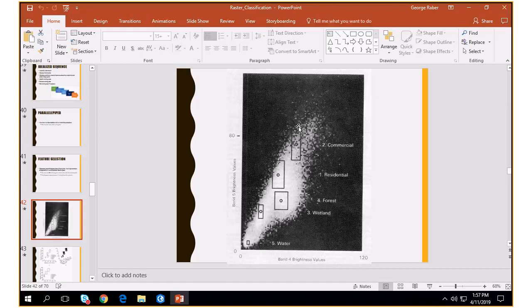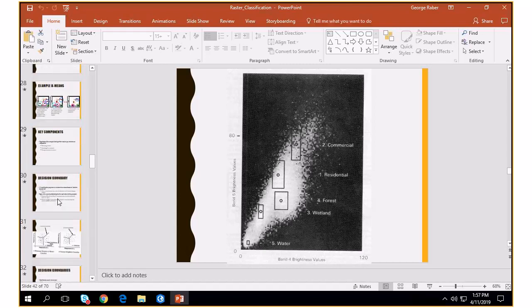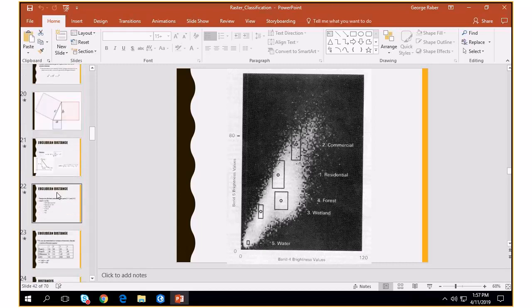These boxes are one standard deviation in each direction. Anything in this box, we could say, well, that's definitely in this class, commercial. The problem is, what about these other pixels? Which class are they in? That is the crux of different classification techniques, or spectral classification techniques. So that's what we're talking about here.